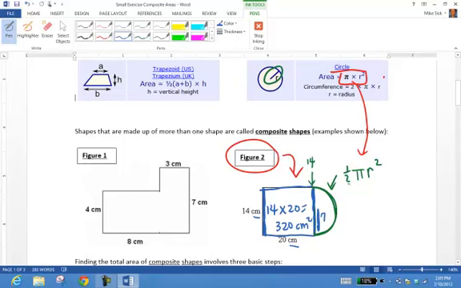So my half circle is going to be 1/2 times pi, which I told you is 3.14, times 7 squared. Now if you're putting this in the calculator, you're going to write 1 divided by 2, times 3.14 times 7, the little exponent symbol, 2, equals. And that's the way you're going to do that particular calculation.